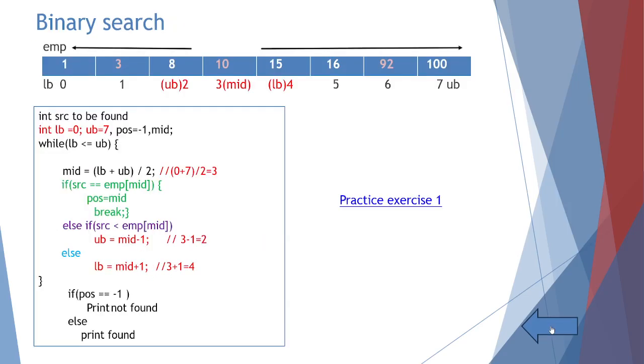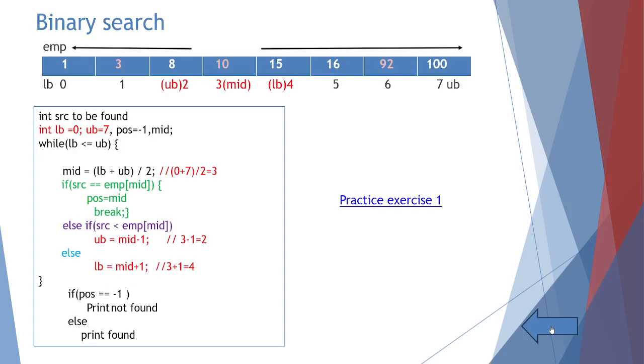Here is the program, but in the program we will understand only the red colored statements in the slide. Emp is the array where employee numbers are there: 1, 3, 8, 10, 15, 16, 92, and 100. No duplicates, and it is sorted. Fine. Let me read the program. SRC is the element to be found. Emp is the array. LB is 0, UB is 7. Why? Because there are total 8 elements.